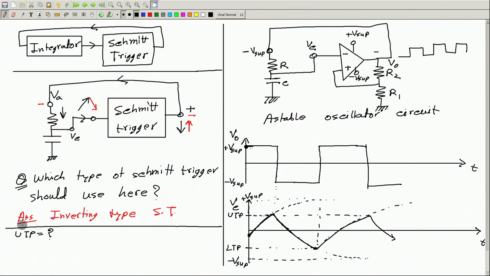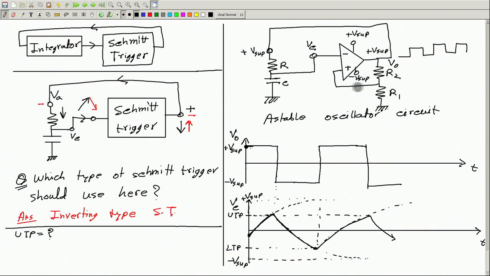So to find UTP, we will assume that initially this voltage is positive. Then we will ask what value of Vc will make it negative. So this value is positive, assumed, and we will ask what value of Vc will make the output negative, right. So what is that value? So this is positive. If this is positive, means plus V supply.